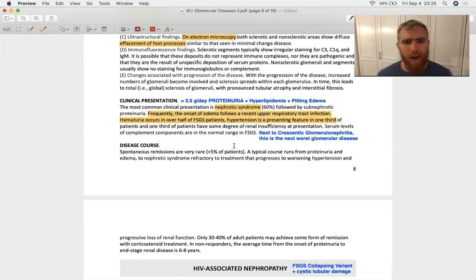Hematuria occurs in over half of these focal segmental glomerulosclerosis patients. So just because you have a nephrotic syndrome doesn't mean you can't have hematuria, even though that's a nephritic syndrome, what's classically associated with, still have hematuria. Nothing says you can't. Hypertension, same thing there. And what we're making the nephrotic versus nephritic judgment call on is proteinuria per day in grams.